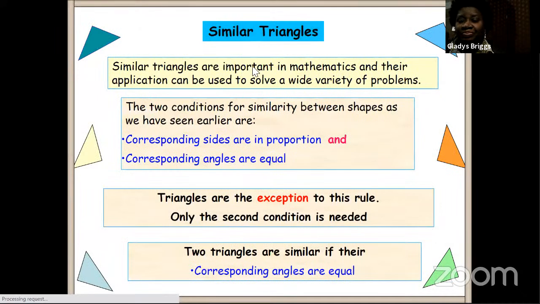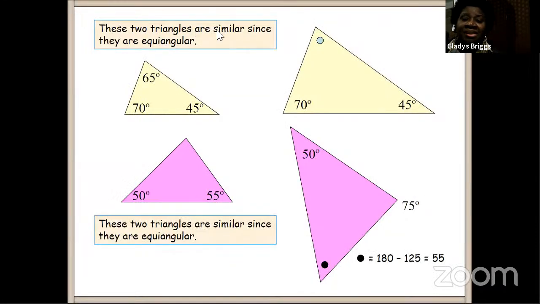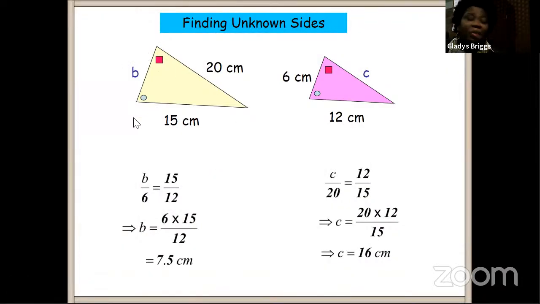Okay. I know they're talking about triangles, but it's similar shapes. These two triangles are similar since they are, well, what is equiangular? Let's go back to the back one. So you can use the knowledge of similar shapes to find missing angles and missing sides on the shapes. Let me just write that example down, and I can explain it to you guys.